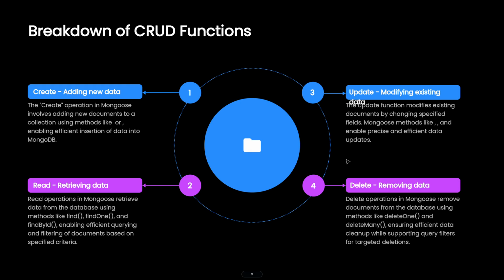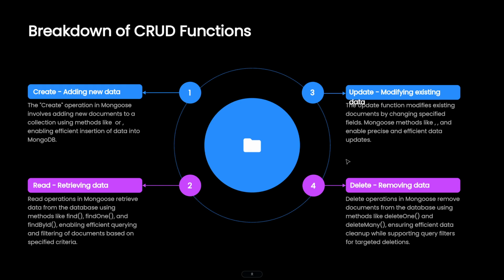The create operation in Mongoose involves adding new documents to a collection using methods, enabling efficient insertion of data into MongoDB. Here, the create operation is used for adding new data into the MongoDB data structure.